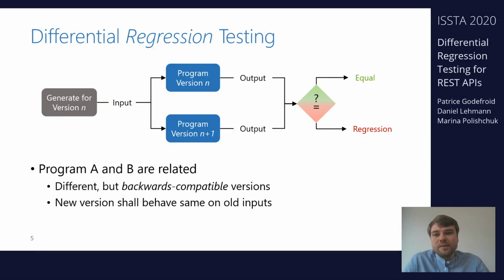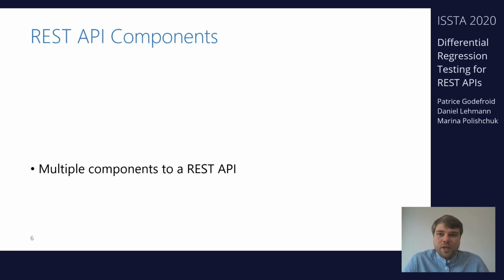We want to apply this idea of differential regression testing to REST APIs, but before we do that, I first want to highlight a crucial difference between regular programs and REST APIs. In a regular program you have a single component that is being updated, namely the program itself. But in REST APIs we have multiple software components.